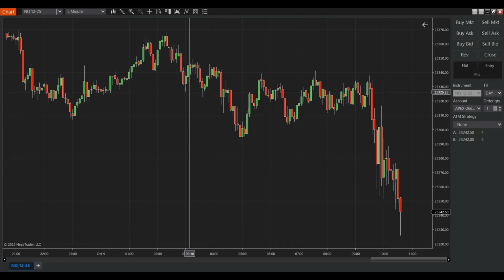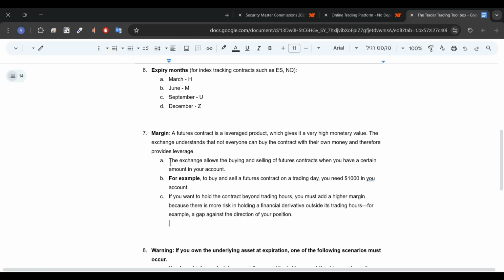So what exactly is margin? Well, margin is essentially a certain amount of money that you are required to put with the broker so that you have the option to open and maintain a position in the market, to buy and sell a futures contract. The beauty of this is that the margin amount is very small compared to the futures contract.